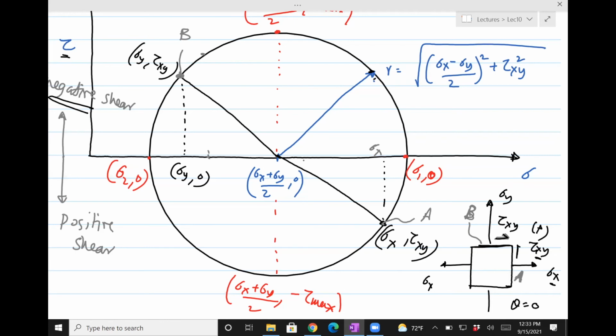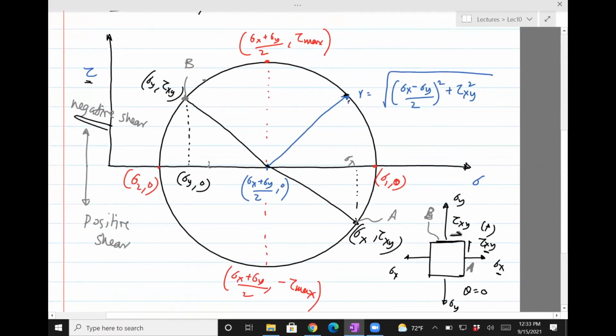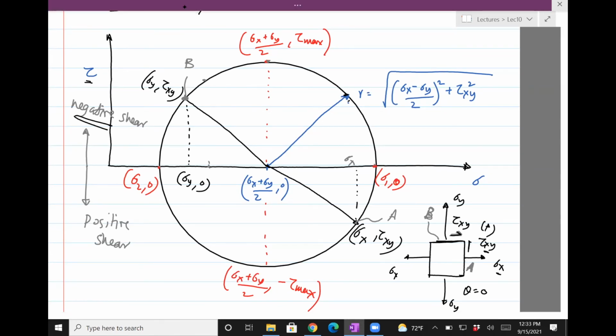Now, there were two more things we had computed: the direction of maximum shear stress and maximum normal stress. We already have those things on the plot. We have this point, this point, this point. We also had some directions there, phi s and phi p. What are those phi s, phi p on the Mohr circle? They're actually these angles I'm going to show in a bit.